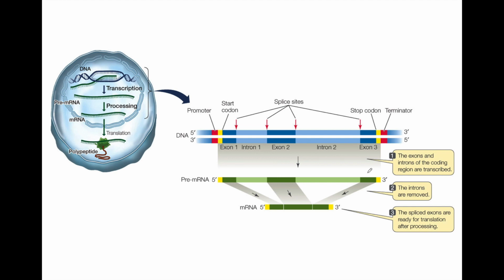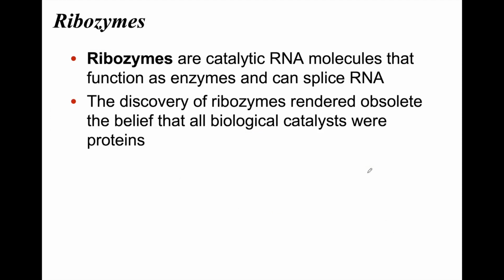Recall that RNA processing only happens in eukaryotes. So the 5' cap, the poly A tail, and RNA splicing are only done in eukaryotes. It is not done in prokaryotes. For example, prokaryotes don't have introns. Only eukaryotes have introns. So RNA processing is only done in eukaryotes. It is not done in prokaryotes.